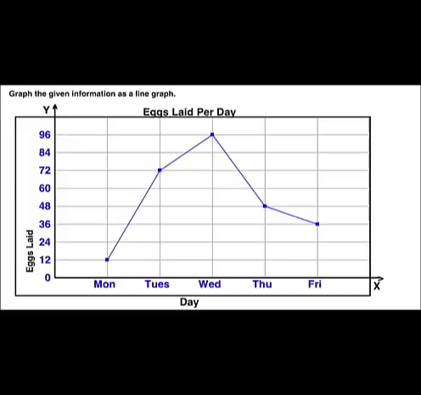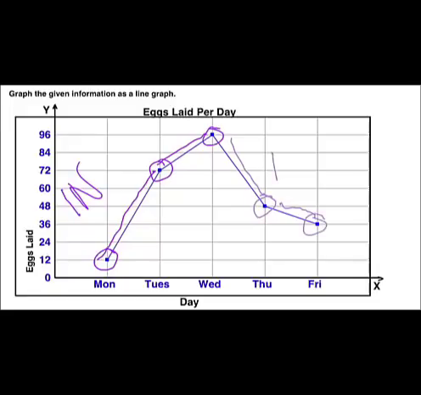Now we know that on this graph, like we've discussed in class, this graph is increasing as it moves up. It starts with 12, and then it moves up to 72, and then it moves up to 96. That is increasing. Then we go down to 48, and then down to 36. This side of the graph is decreasing. It's going down. Increase means go up.